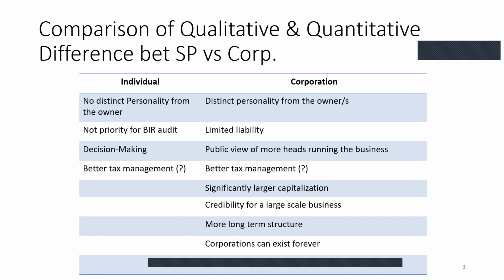But this is just a general comment. It's not really that we're saying you will not be a priority for audit, because there are companies owned by individuals that are huge, let's say 100 million in sales, but it's still a sole proprietor. So it's not really an absolute qualitative comment here, but let's see towards the end.